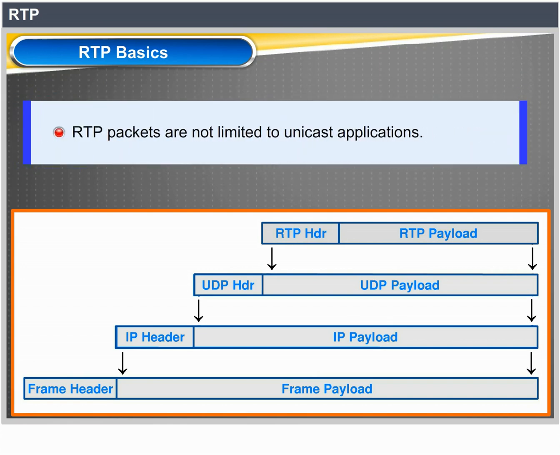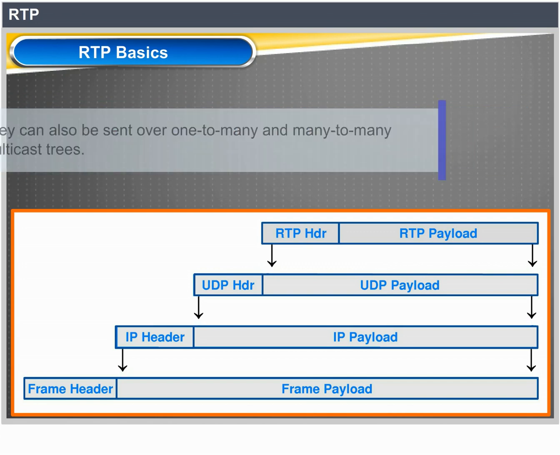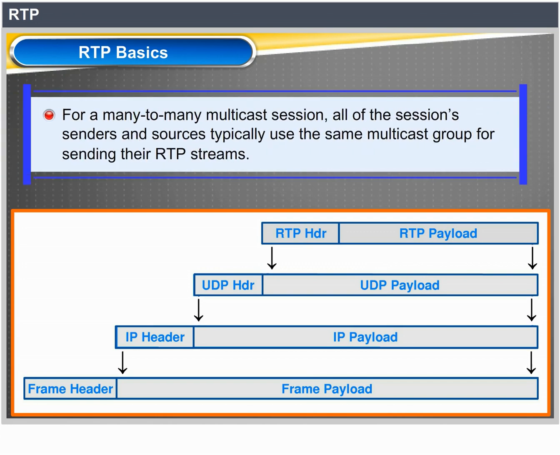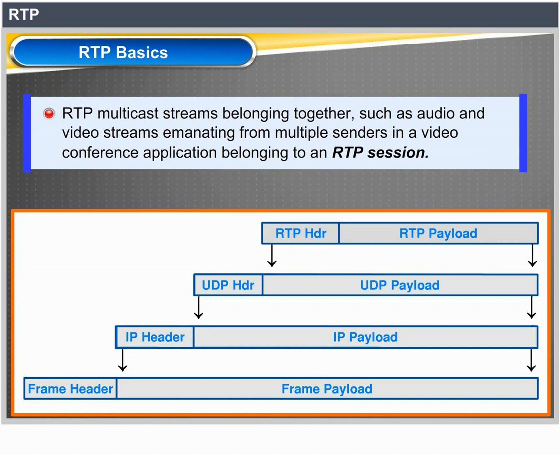RTP packets are not limited to unicast applications. They can also be sent over one-to-many and many-to-many multicast trees. For a many-to-many multicast session, all of the session senders and sources typically use the same multicast group for sending their RTP streams. RTP multicast streams belonging together, such as audio and video streams emanating from multiple senders in a video conference application, belong to an RTP session.